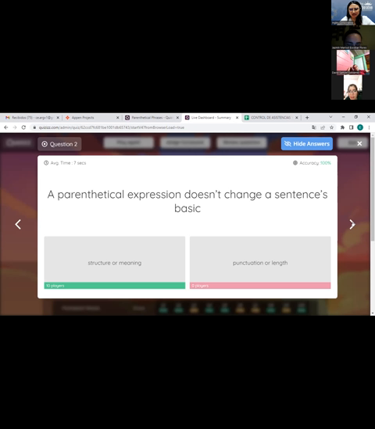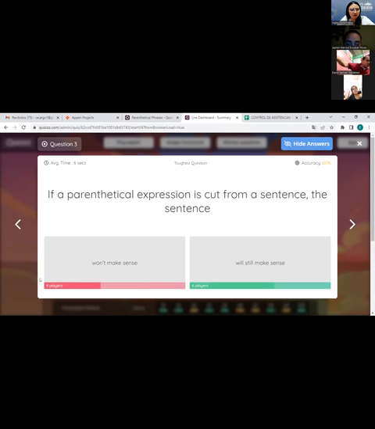Genesis, number two, please. Okay, a parenthetical expression doesn't change a sentence's basic structure or meaning. There we go. It doesn't change the sentence's basic structure or meaning. It's not about punctuation or length, right? It's about structure or meaning. Very good job. Let me have William. Go ahead, please read the statement and then the correct option. If a parenthetical expression is cut from a sentence, the sentence will still make sense. Right, it will still make sense. It doesn't change its meaning.